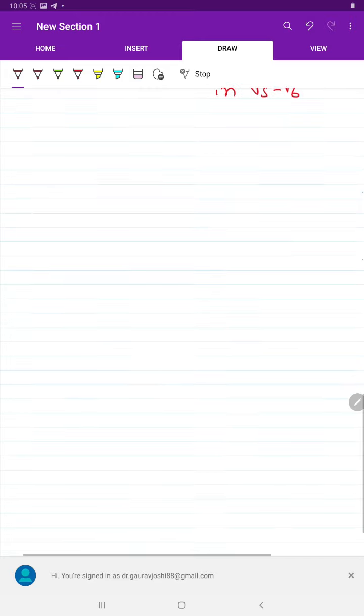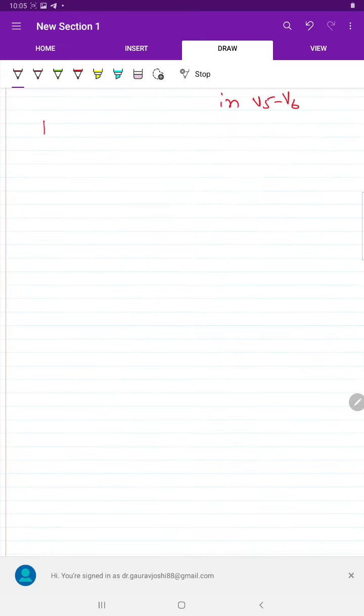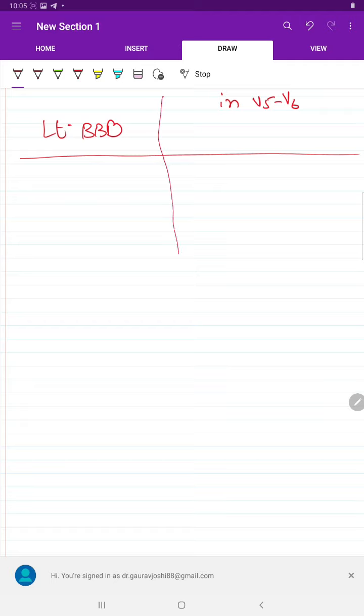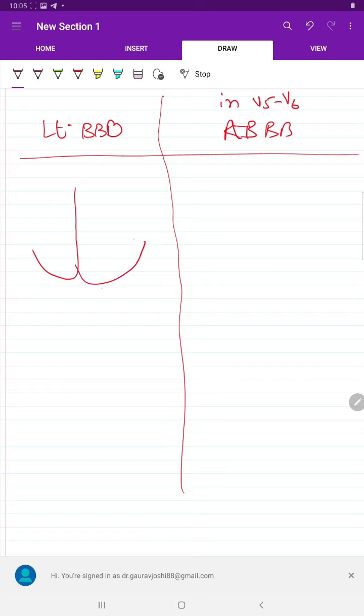In bundle branch blocks, left and right bundle branch block, I will explain in a nutshell. In left bundle branch block, there is some abnormality. There is damage on this part of the conduction. So the vector also changes, it is coming from right to left.